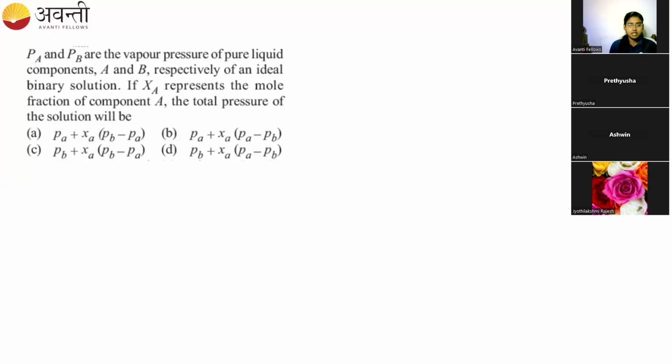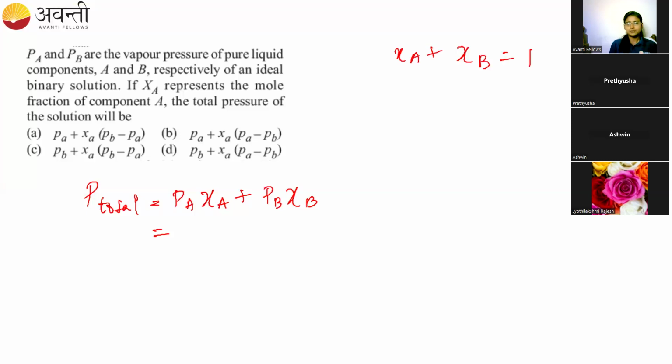Yes, Ashwin, your answer is correct. So initially, what is given here: PA and PB are the vapor pressure of pure liquid components, right? So what is the total pressure? P total is equal to PA into XA plus PB into XB. We know that XA plus XB is equal to 1. So what is XB from here? It is equal to 1 minus XA.